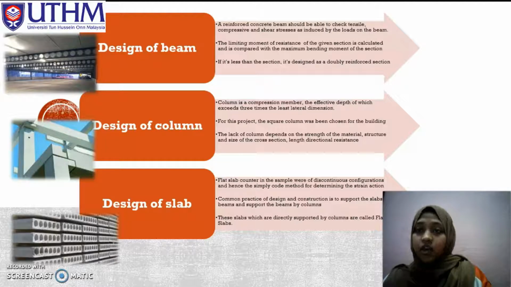For the design of the column, the column is a compression member, the effective depth of which exceeds 3 times the least lateral dimension. For this project, the square column has been chosen for the building. The length of the column depends on the strength of the material, structure and size of the cross section, and the length directional resistance. For the design of the slab, the flat slabs counted in the sample were of discontinuous configuration, and hence the simple code method is used for determining the strength.